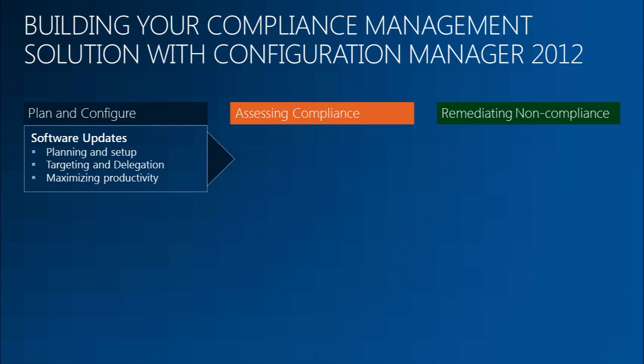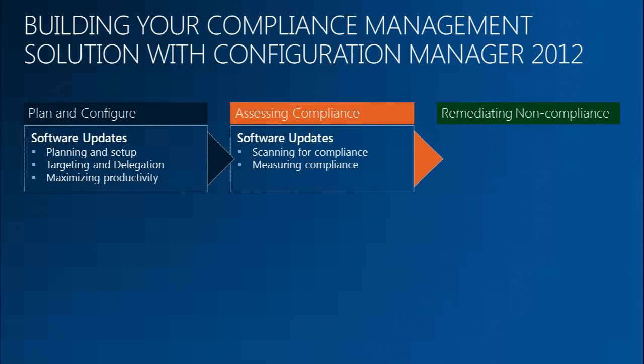So the first part of plan and configure for software updates is your planning and setup, your targeting and delegation, and maximizing productivity. There are two pieces to maximizing productivity. That is, one, minimizing the impact to your network of distributing updates, whether they be frequent updates like definitions or monthly updates like Patch Tuesday. The other part about maximizing productivity is minimizing the end-user impact and training your users on how to take advantage of the new Software Center capabilities to configure things like non-business hours so that their daily workflow or productivity is not impacted by the requirements of security.